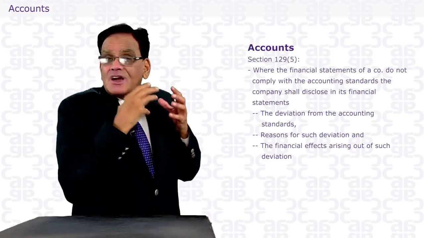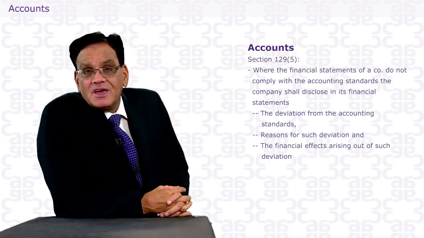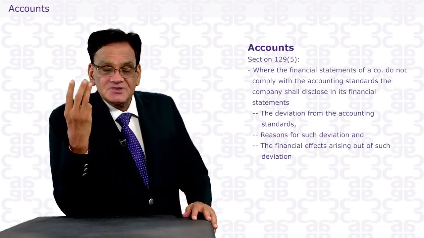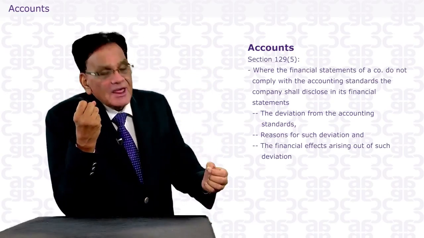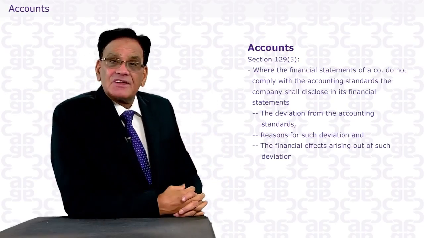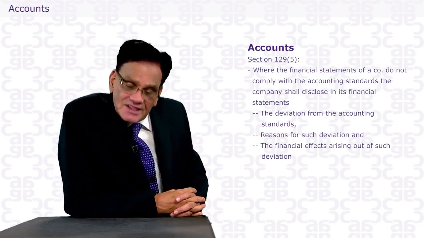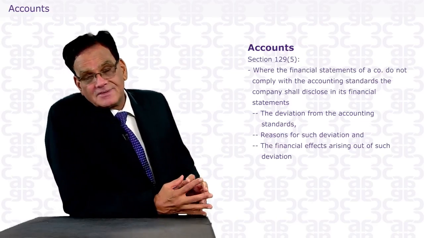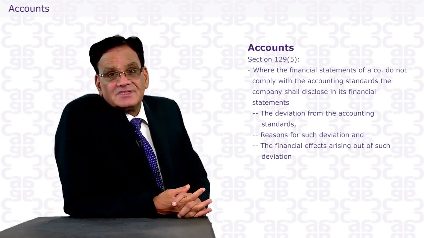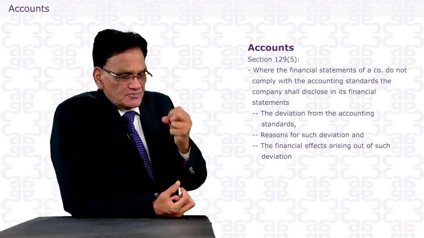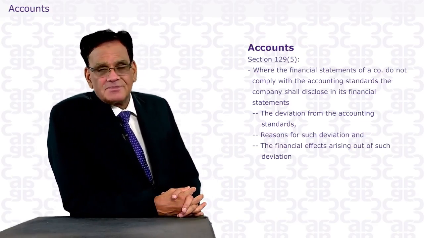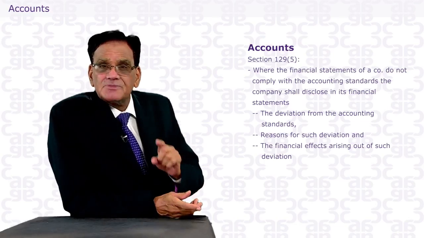So therefore, if you do not comply with the accounting standards when you prepare the financial statement, give three things. The very fact that we have not complied, tell it in the financial statement. What is the reason that we have not complied? Give the reason. And what is the financial impact of non-compliance? So give in the financial statement these three things.